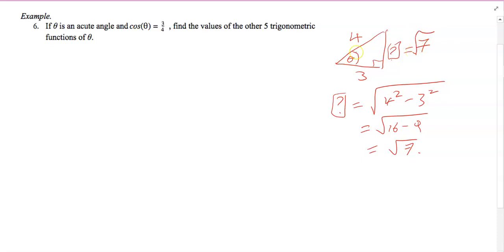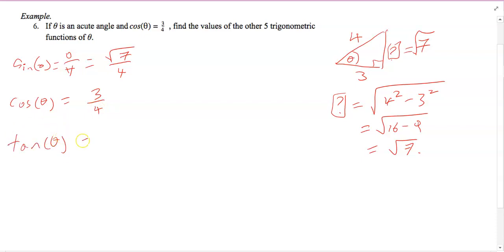Radical 7. Okay, so let us do our sine of theta. Sine of theta is opposite over hypotenuse. That would be equal to radical 7 over 4. Cosine of theta, we were already given, is 3/4. Tangent of theta is opposite over adjacent, so that's going to be radical 7 over 3.